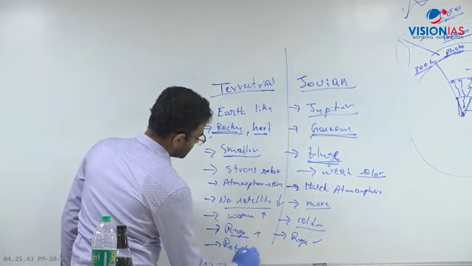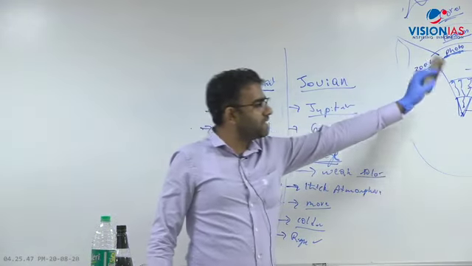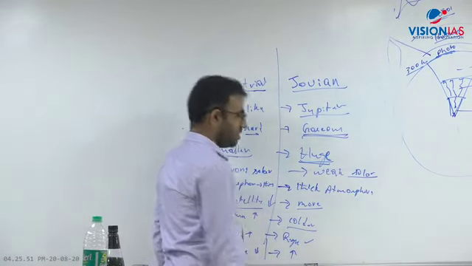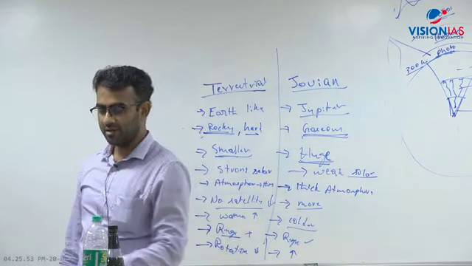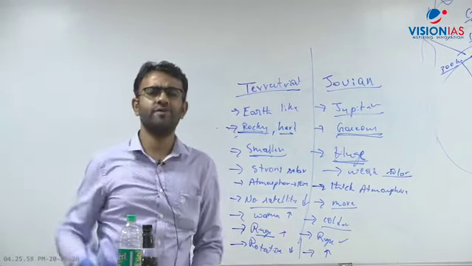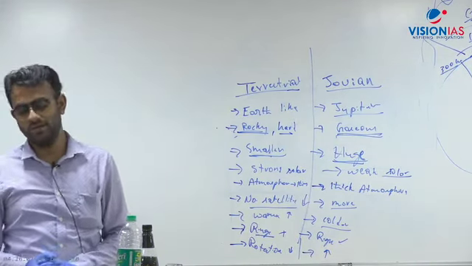Their rotation speed is slower. The rotation speed of terrestrial planets is a bit lower and the rotation speed of Jovian planets is a bit higher. Why? Because they are majorly gaseous elements. To hold on to this gas, they have to rotate fast. Only then will they be able to hold on to the gaseous elements.